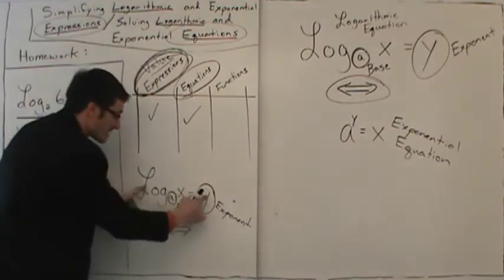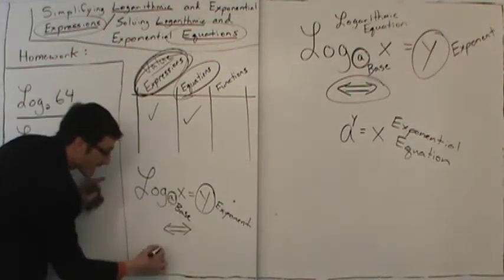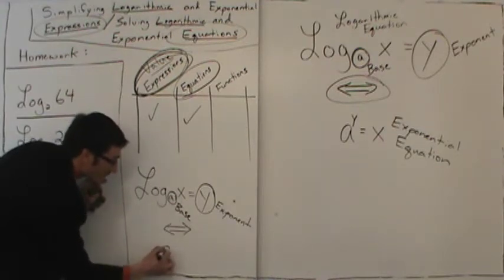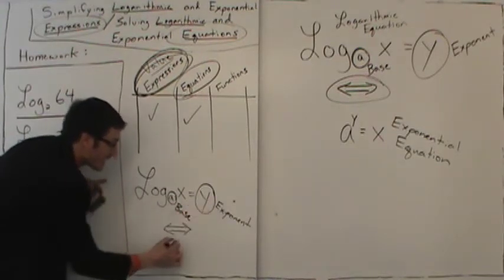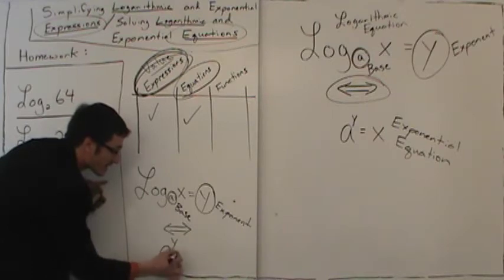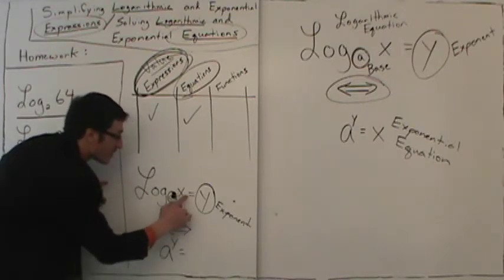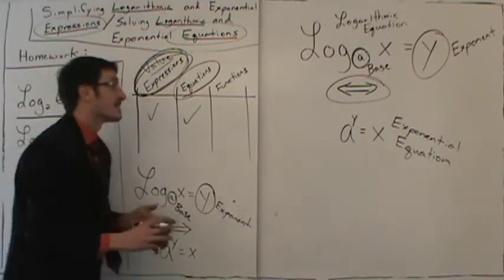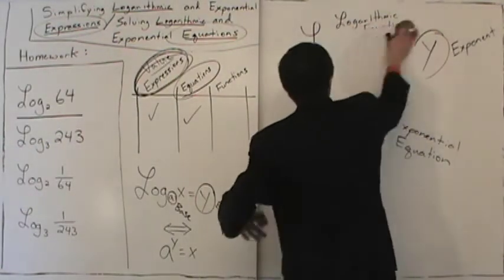Okay, so what does this mean? This means that our base is a. Write the a much larger now. The base is a, and the exponent, write it very small. So the exponent y is equal to what's left, which is x. Now, let's go ahead and solve some problems. These are actually pretty simple.